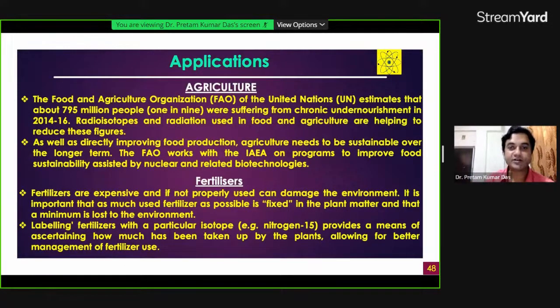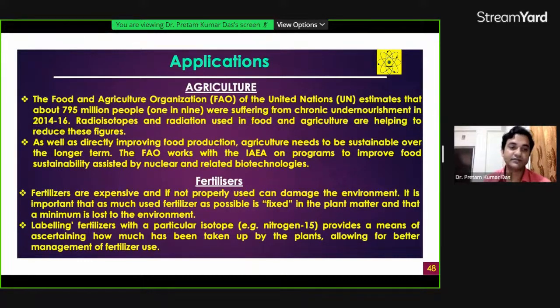The Food and Agriculture Organization of the United Nations estimates that about 795 million people, 1 in 9, were suffering from chronic undernourishment in 2014-2016. Radioisotopes and radiation used in food and agriculture are helping to reduce this figure, as well as directly improving food production. Agriculture needs to be sustainable over the longer term. The FAO works with the IAEA on programs to improve food sustainability, assisted by nuclear and related biotechnologies.